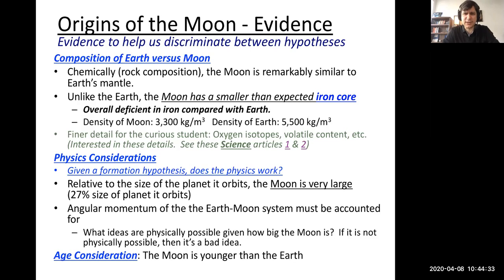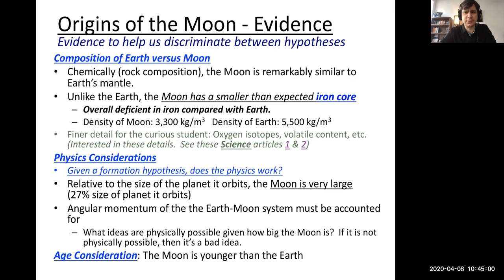There's a lot of finer detail that goes into this story of how the moon formed. So I've dropped a few scientific articles that you can go read from the journal Science that deals with the finer details of this story, things that we've discussed before, like oxygen isotopes, but also volatile contents, things like that. There are a lot of finer details that really make this one of the more interesting stories in planetary science.